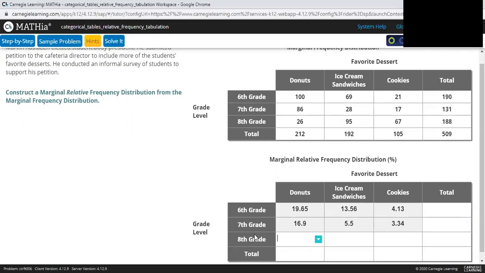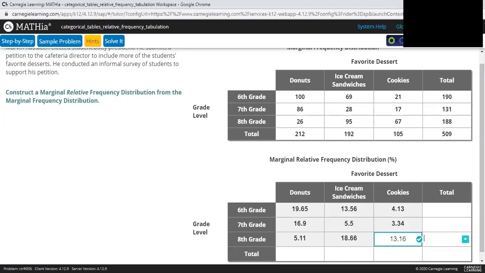So then next one is 8th grade. So 8th graders that prefer donuts is 26 out of that 509 times 100. Okay, 8th graders that prefer ice cream sandwiches, 95. That's a lot of them out of 509. And then times 100. Got that part. 18.66. Still not the most. And then 8th graders that prefer cookies, 67 over that 509 times 100.